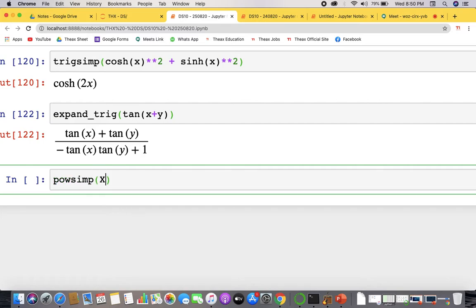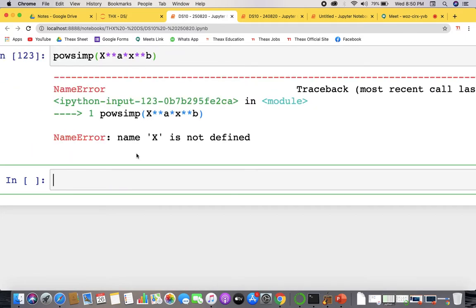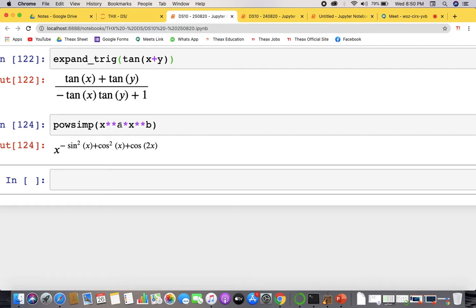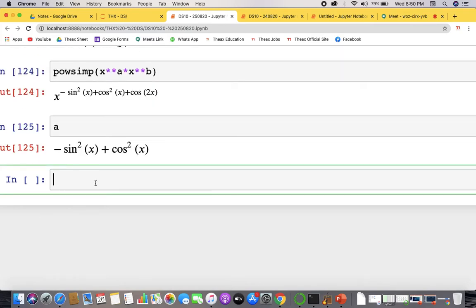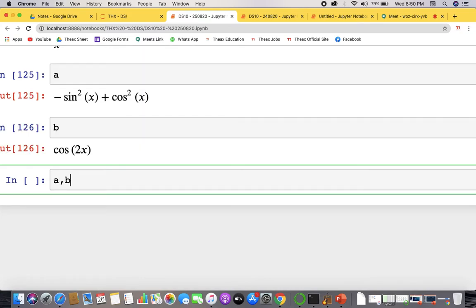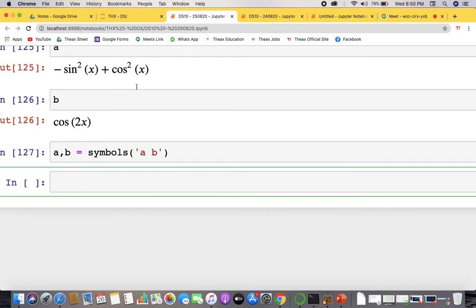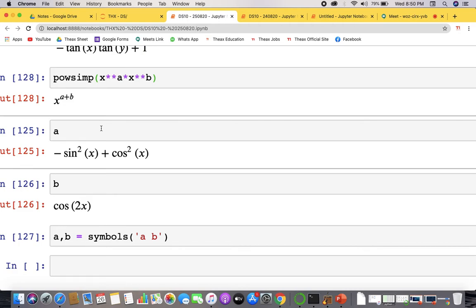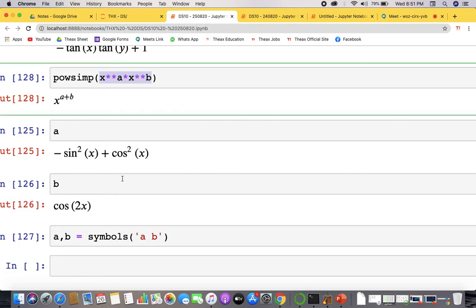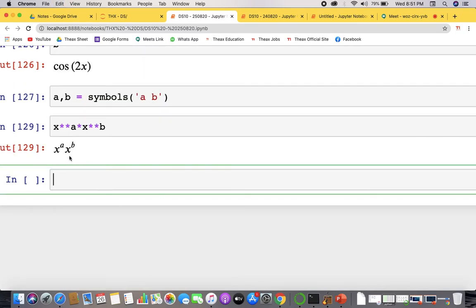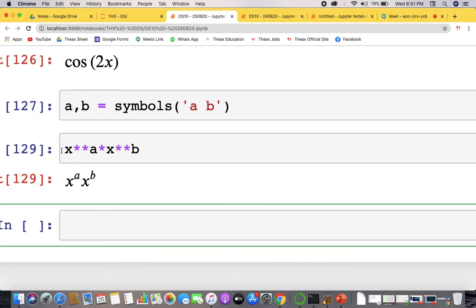powsimp of, if I write x to the power of a and multiply by x to the power of b, so what is it? Sorry, we have defined something a and b. What is this a? So a is this and b is this. So let's do one thing. a and b would be the symbols of a b. Let's just run this statement again, and we'll get this. If we just write this one, not taking it from the paste, and run, it will give x to the power of a plus b. How are we going to solve this manually? That is x to the power of a plus b, right? Isn't it? We are just going to solve it by that, right? Okay, so that is how we use the things, right?